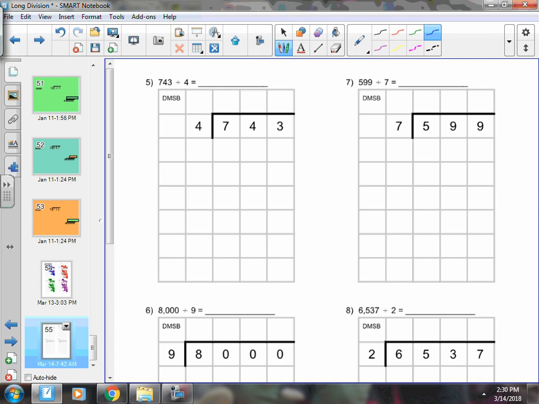743 divided by 4. Think groups of 4. Multiply. How many groups of 4 can you make from 34? Let's see, 4 times 9 is 36. That's too big, so 4 times 8. 8 groups of 4.